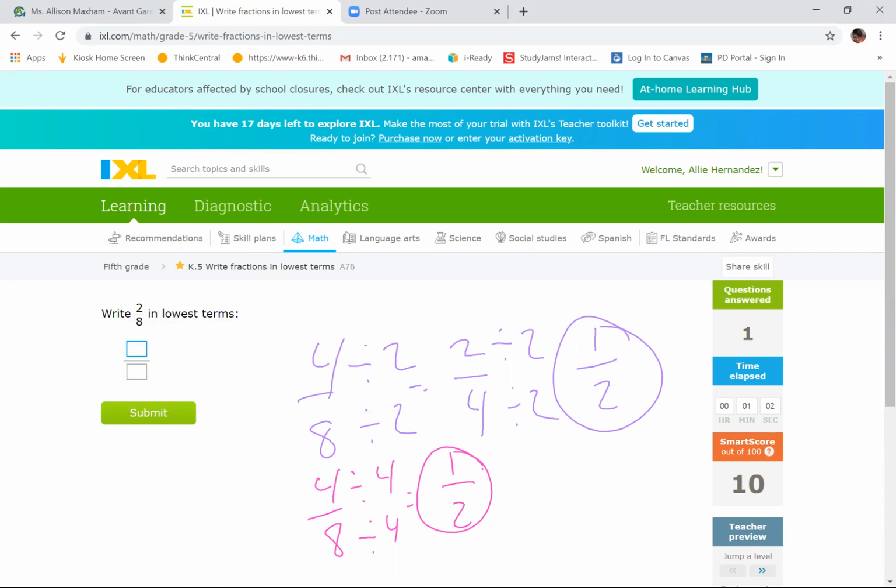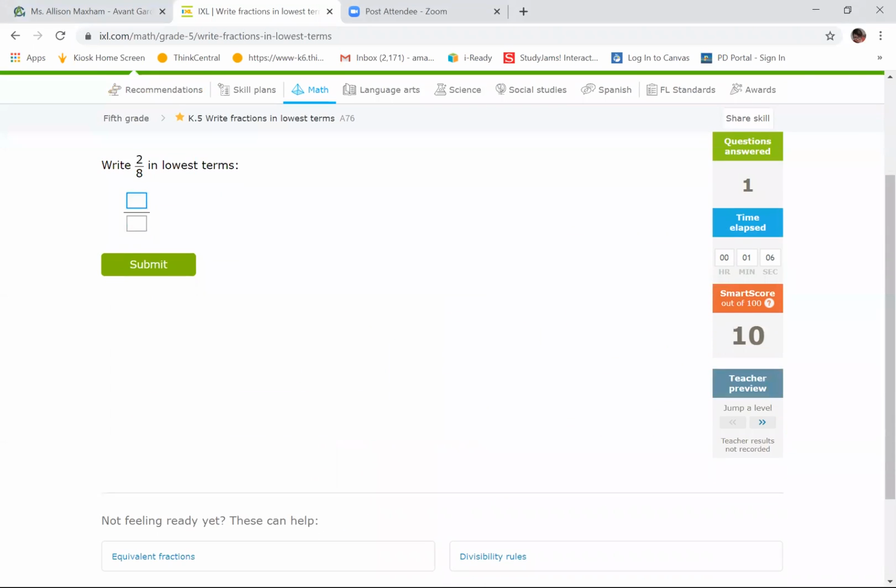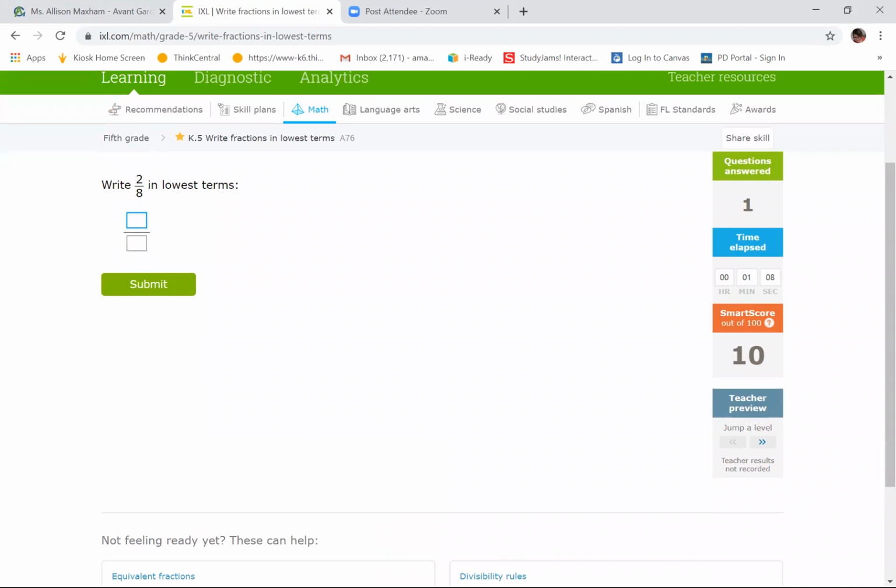Now you notice that even though this is 5th grade, some of these problems might be a little bit simple for you. And if it's a little simple for you, I want you to look. Uh-oh, wait, I don't know if you can do that. I'm on the teacher one. Uh-oh, I can jump a level. Can you jump a level? Oh no, I don't know if you can. Because I'm on the teacher preview and I can jump a level. So let me show you. Let me jump a level for practice.